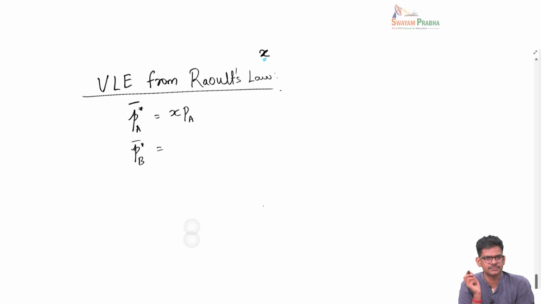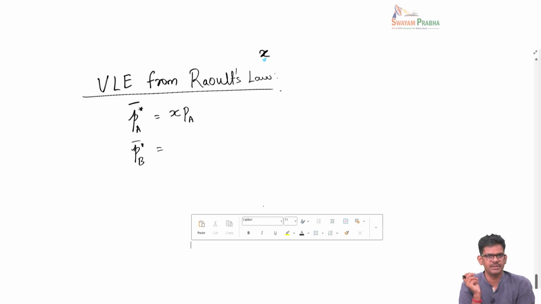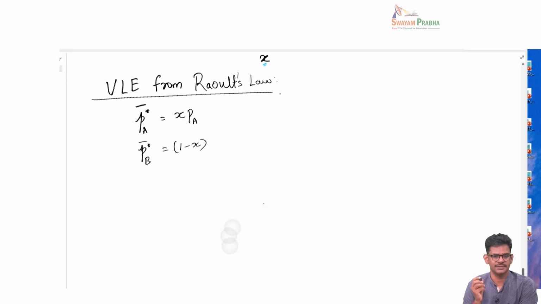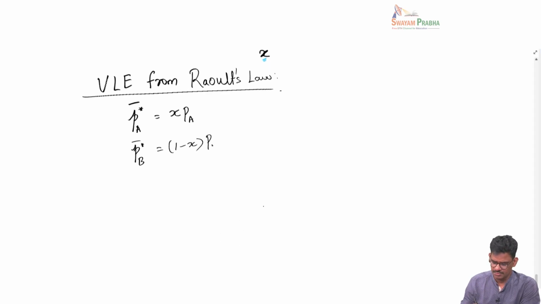will be what? What is PB? What would be the equilibrium partial pressure for component B? What is its mole fraction? What is the mole fraction of B? Simply 1 minus X, and its vapor pressure is PB, right? So we can define total pressure PT as PA star plus PB star, and this is nothing but X PA plus (1 minus X) PB.